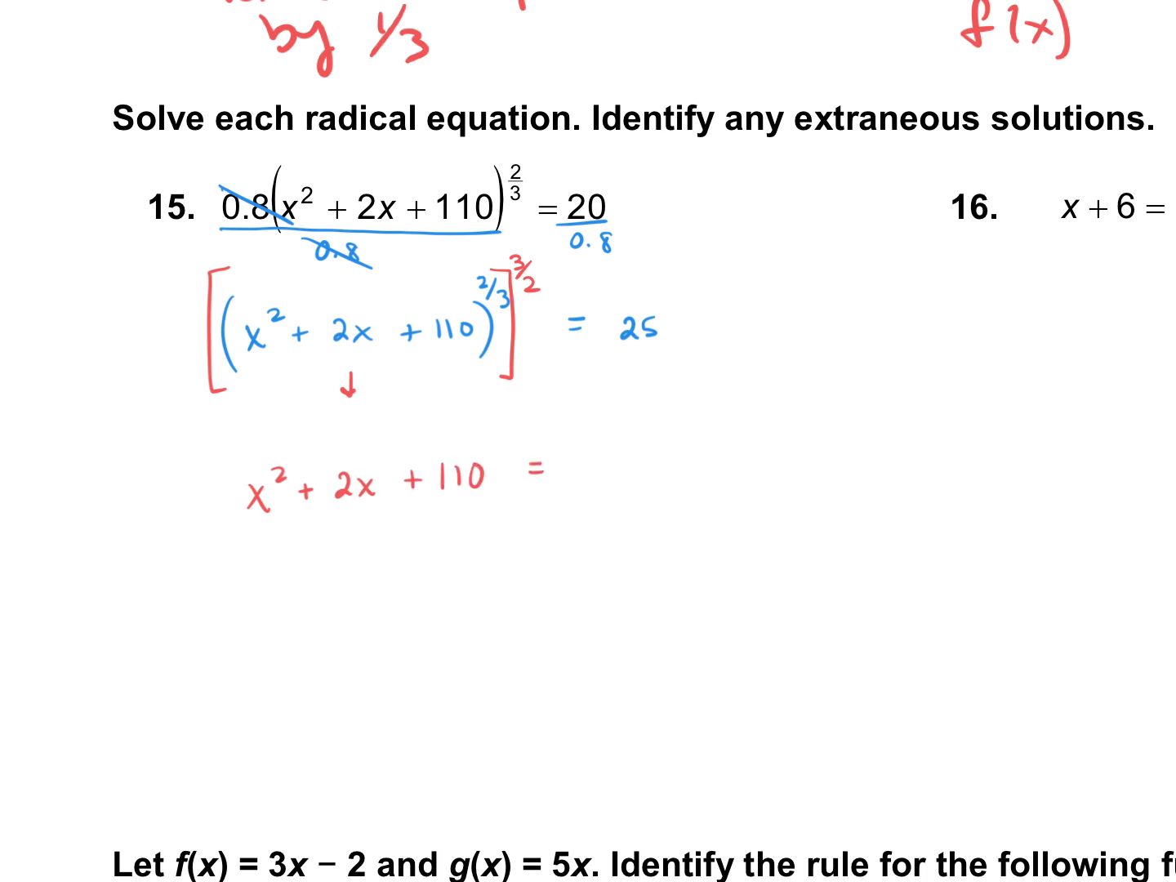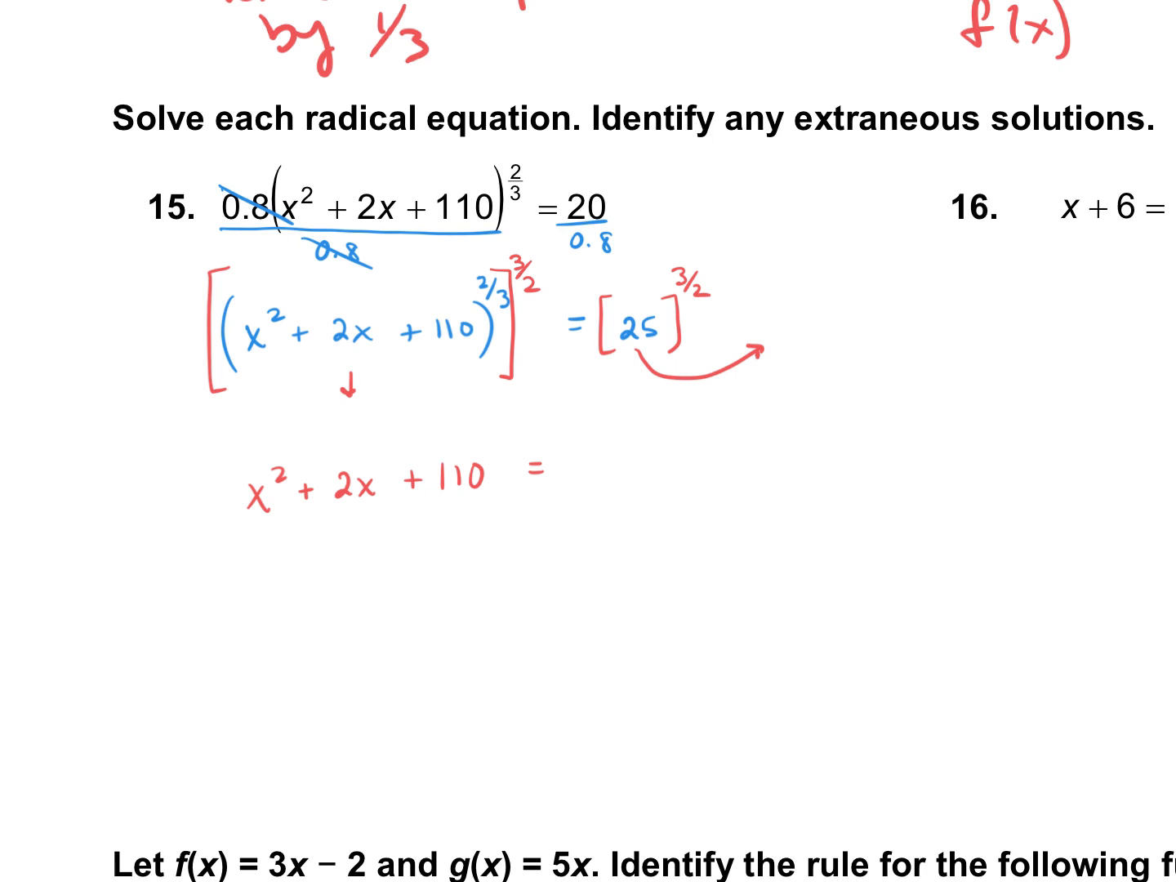Now, if we're going to raise the left side of the equation to the 3/2 power, that's only allowed as long as we do the same thing over here. Raise this to the 3/2 power. So 25 to the 3/2 power, we could do this on our calculator. Also, it's a good teaching moment.